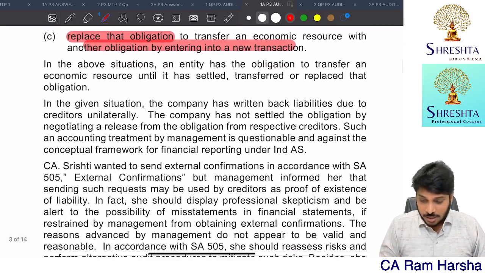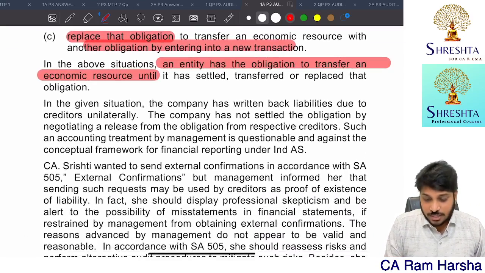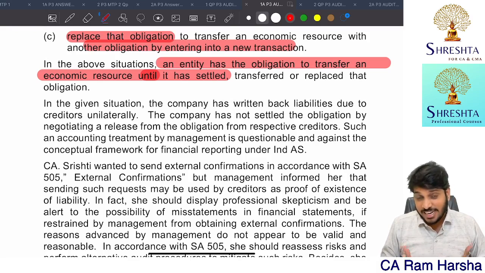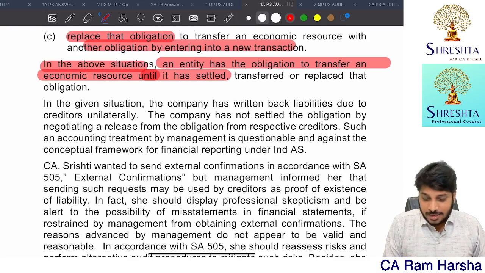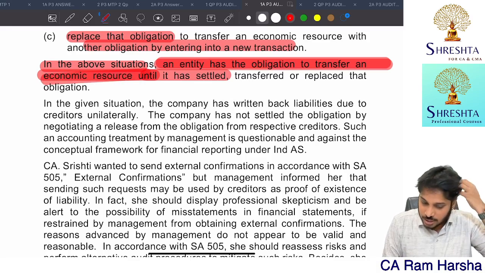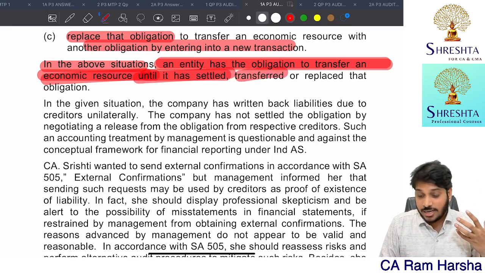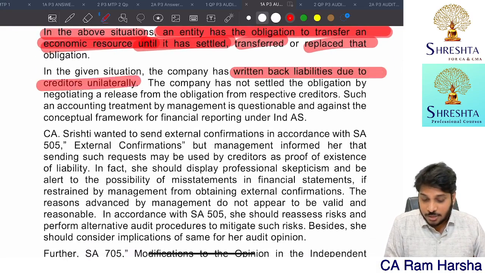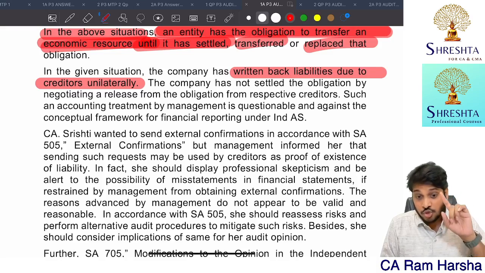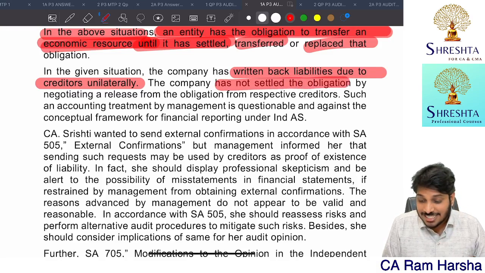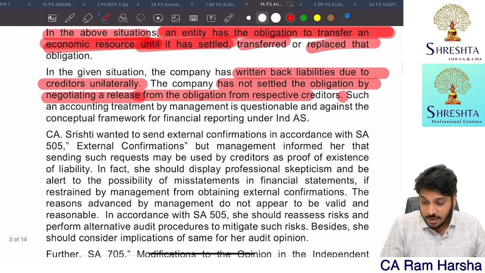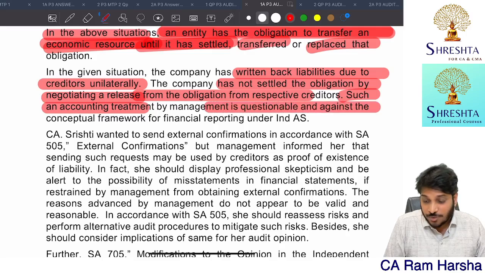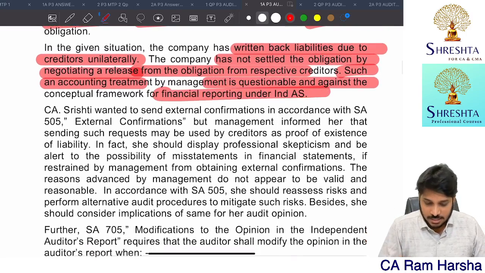Here you see, the entity has an obligation to transfer a resource until it has settled. It's completely Ind AS language. In the above situation, the entity has an obligation to transfer an economic resource until it has settled, or until it is transferred, or until it is replaced. In the given case, the company wrote back the liability due to the creditors unilaterally. The company has not settled the obligation by negotiating a release, meaning the creditor did not waive. Such an accounting treatment is questionable, and again that is Ind AS.